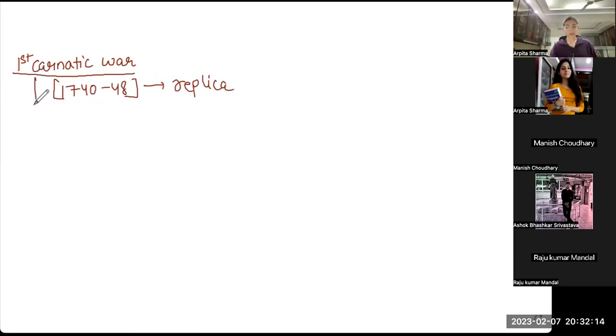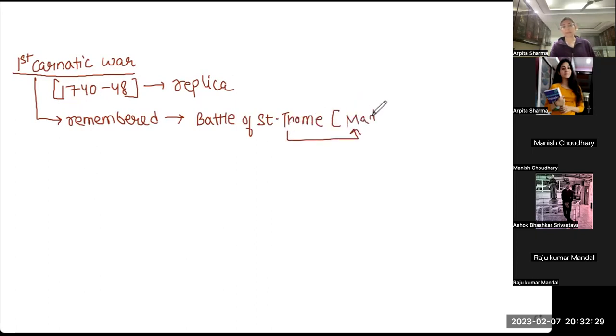So here, this particular first Carnatic War is remembered or famous for the Battle of Saint Thome. Saint Thome, this battle happened in Madras. So here you have to remember very carefully Saint Thome, M for Thome, M for Madras. Okay, so whenever they give you the name of the forts, remember the city also. Thome में M आता है, M से Madras, and that is why we say the Battle of Saint Thome was conducted in Madras. And it was between which two parties?